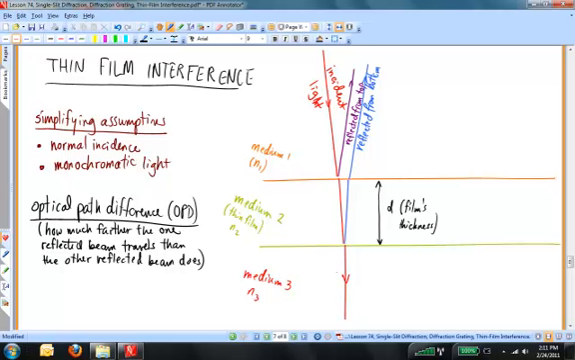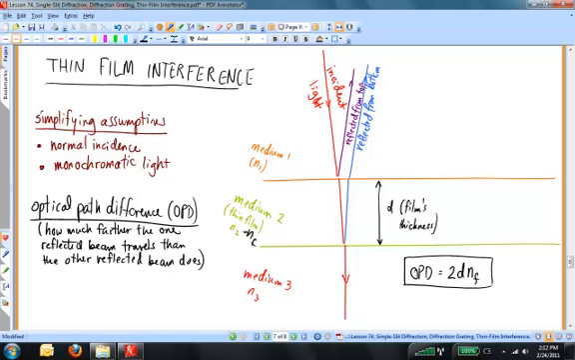Now, the second beam travels a distance D to get down to the bottom surface, and then it travels another distance D to get back to the top of the film after reflecting. So it's traveling a distance of 2D beyond what the other reflected beam travels. And if the film has an index of refraction of n_f, n_f happens to be equal to n2 in this consideration here, then we say that the optical path difference is equal to 2 times D times the index of refraction of the film.